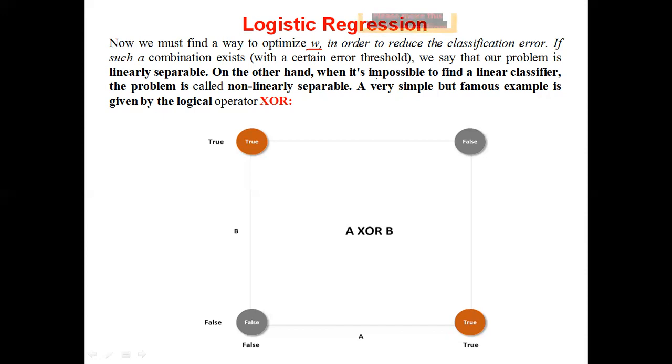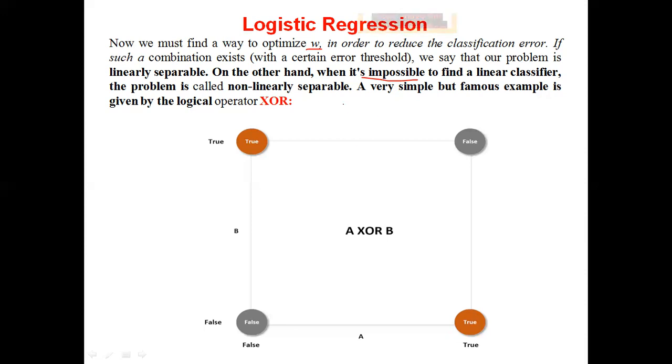On the other hand, if it is impossible to find a linear classifier, the problem is called non-linearly separable. Meaning, even though we try different values of alpha, if we are not getting proper, better accuracy, it means that linear regression cannot solve this problem. So we should go for a non-linear equation. That problem is called a non-linearly separable problem.